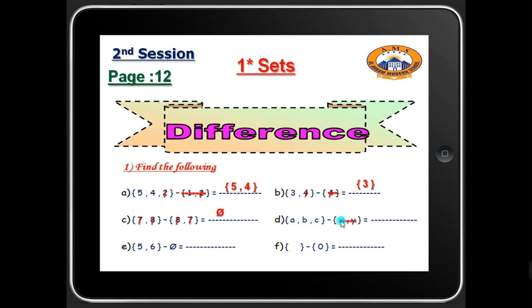Another one, here I don't have any common element, I have only x and y, so I'm going to hide the set of x and y. So what is left here is the set of a, b, c. This is my answer. Now when I have the difference of 5, I will hide this 5, so the remaining elements are going to be the set of 5 and 6. Here I have 0, so I will hide 0, so the answer is going to be the set of 5.